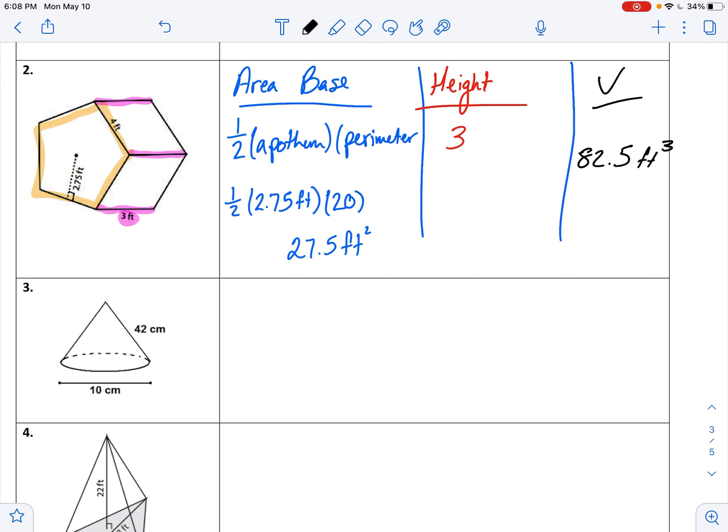Check out the second video in this series for how to find the volume of a pyramid or a cone. And then there's a third video coming about how to find a height or a side length given the volume.